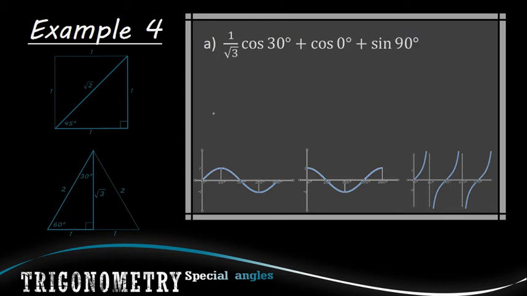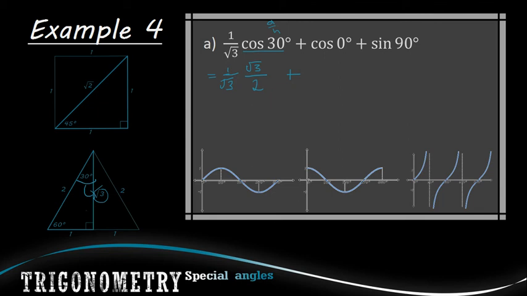And then for example 4, this is normally what the exam questions look like. So for 1 over 3, we just write that down, and then we're going to find the value for cos 30. We know cos 30 is adjacent over hypotenuse. So from the 30-degree angle, the adjacent side is square root of 3 over hypotenuse. Hypotenuse is 2.